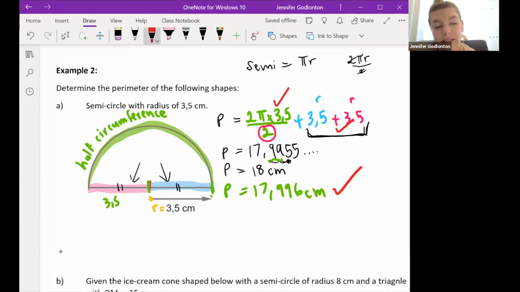So it depends on what the test says for rounding off. If the test has specifically asked you to round off, then yes, it is a must. But if they haven't, then it depends on what your teacher has asked you to do.